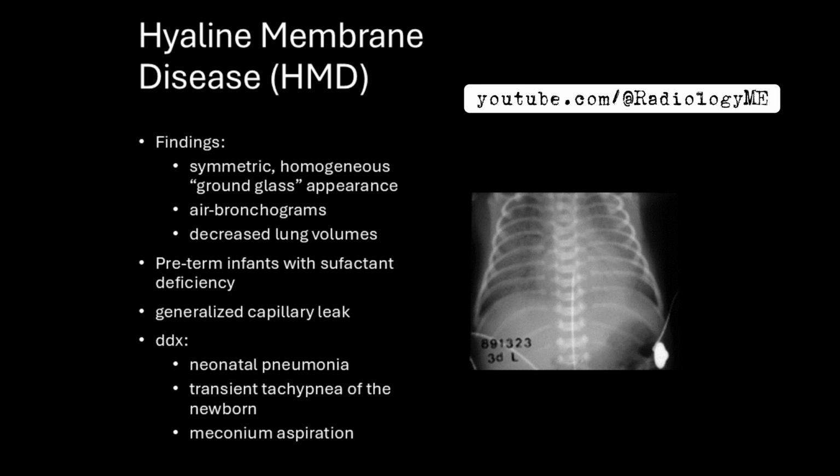Now, there are a few other things to keep in mind. Neonatal pneumonia could give a similar picture, though it tends to be more patchy and less symmetrical. Transient tachypnea of the newborn is also a differential, but it typically presents with well-expanded lungs. Meconium aspiration is another consideration, though it's more common in term or post-term infants and presents with more heterogeneous findings.